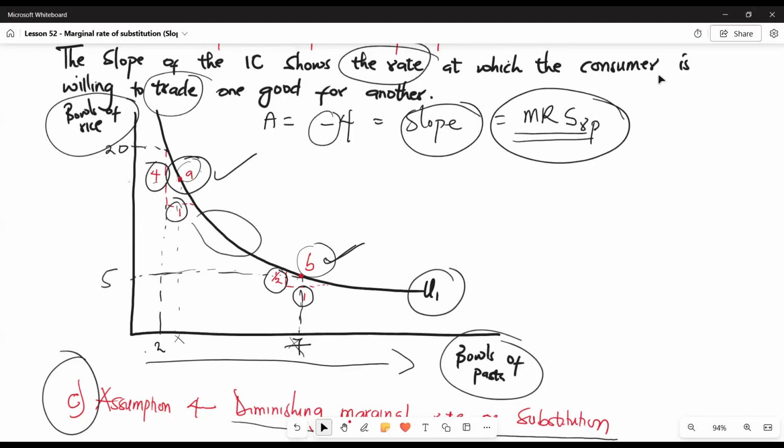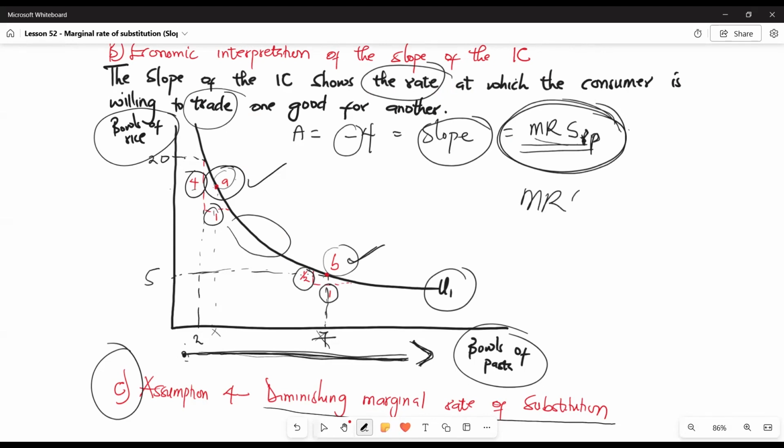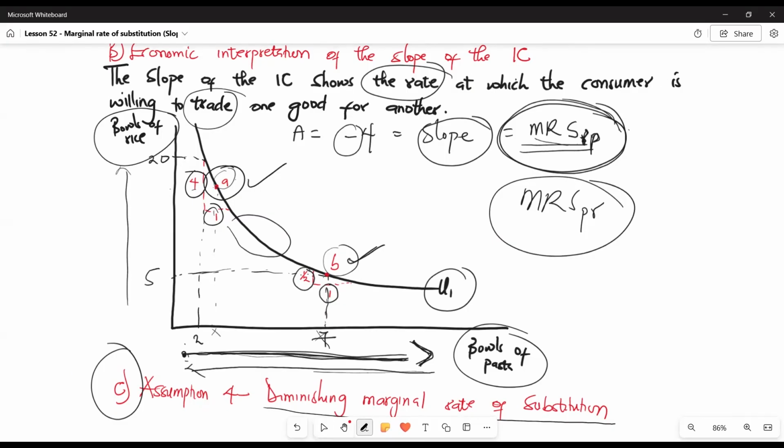Now, one thing to note here is that just as Ella's willingness to substitute rice for pasta decreases as she gets more pasta, which means moving from the left to the right, so does her willingness to substitute pasta for rice decrease as she gets more rice, which means she's moving from the right to the left. If we rewrite this as marginal rate of substitution of pasta for rice, this is going to mean a movement from our right to our left, which is going to imply more and more rice and less pasta. So this also diminishes as Ella gets more rice and less pasta.